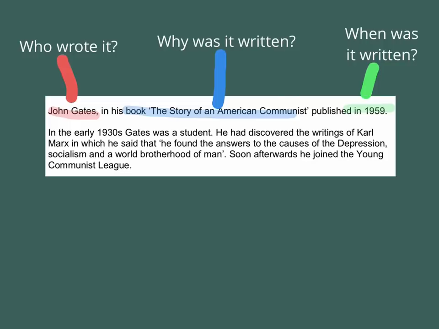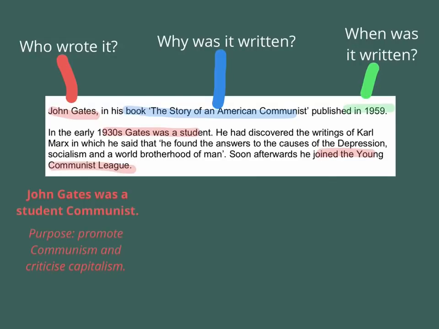Firstly, who wrote it? This interpretation was written by John Gates, who we can see was a student in the early 1930s and a member of the Young Communist League, which then suggests that his purpose might have been to either spread the ideas of communism or to criticise capitalist ideas. So then the next question, why was it written? So we know it was written for a book, and the book was called The Story of an American Communist, which suggests that it's an autobiography, which suggests that the purpose was to give an account of what it was like for John Gates growing up as a communist in America.